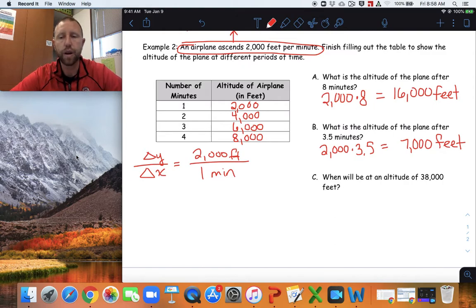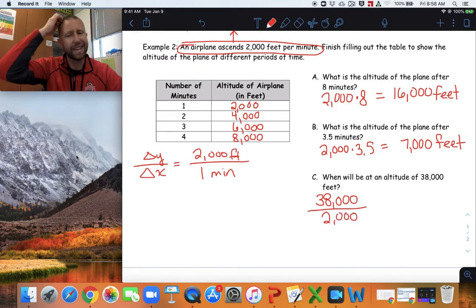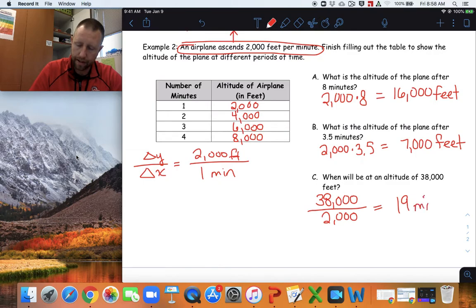And then for the last one, when will the plane, there's a typo, be at an altitude of 38,000 feet? Well, if it gains 2,000 feet per minute, I've got to divide the altitude that they give us, the 38,000 feet, by how many feet per minute it's gaining altitude. 38,000 divided by 2,000. In other words, how many times does my slope ratio go into that number that they gave us there? So 38,000 divided by 2,000, and that is 19 minutes.